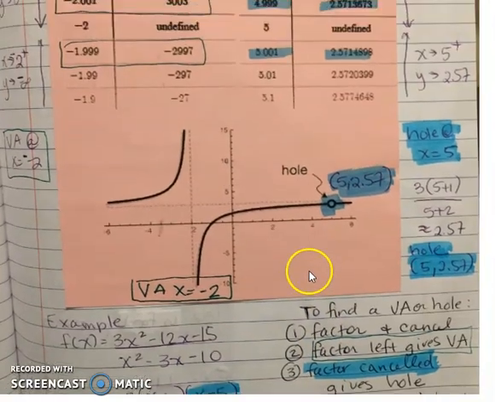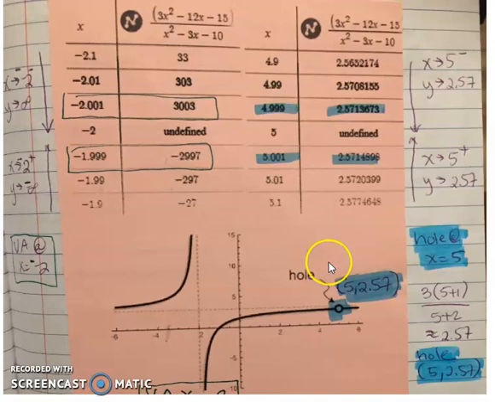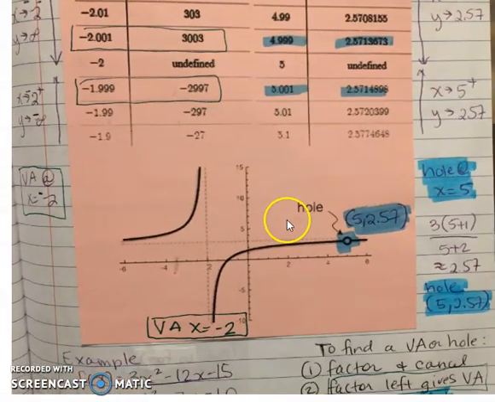So now let's see what happens in a table. If we were to look at a table instead of our graph and see what's going on, how we can locate it that way. Because I will give you a table without a graph and ask you to find the hole or the vertical asymptote.